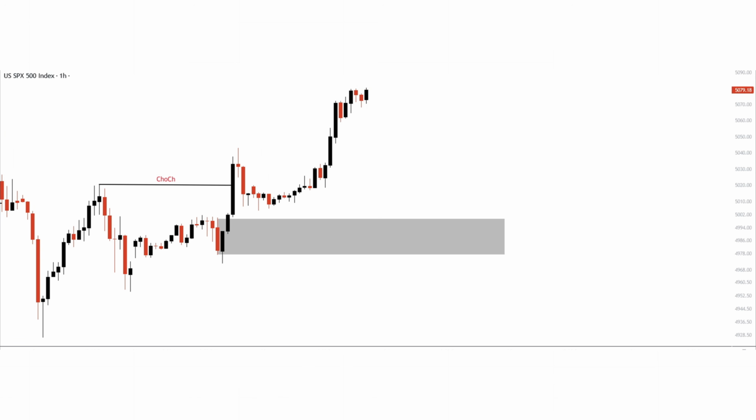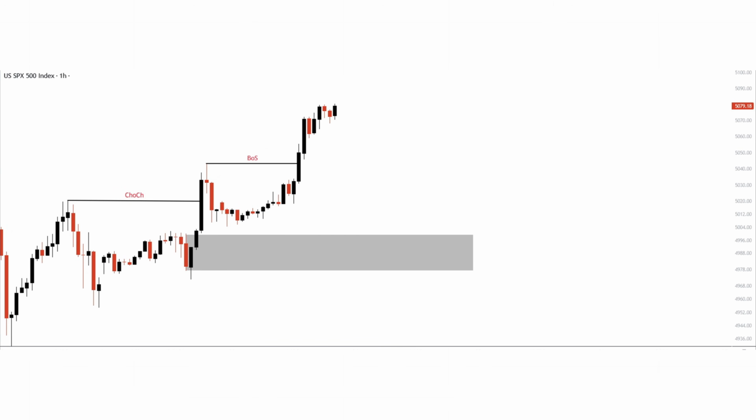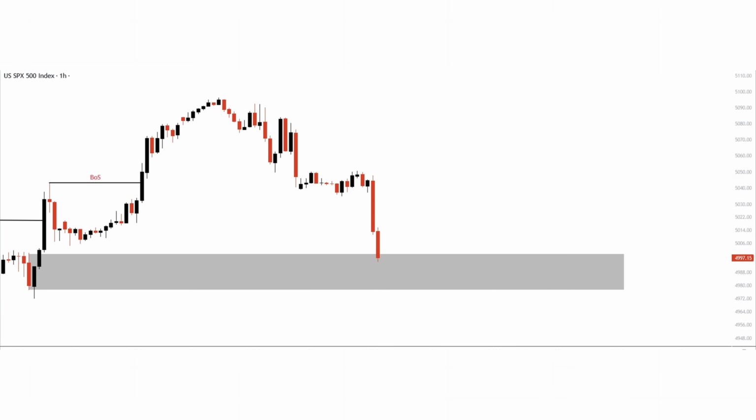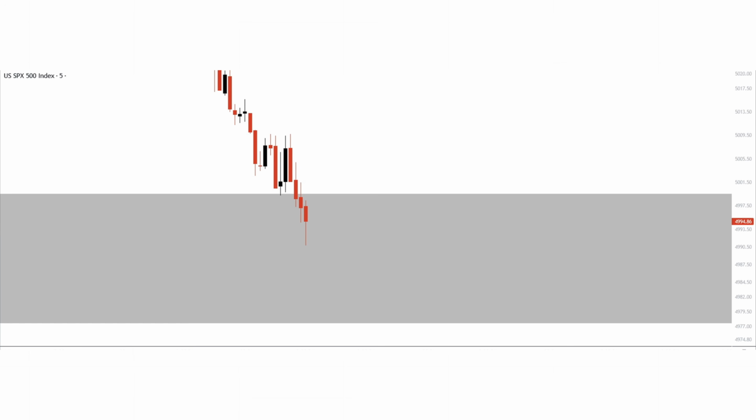Now we also know the uptrend is confirmed with the bullish break of structure that broke the high. And the zone has finally filled. For more advanced traders, we can switch to a lower time frame, so into the 5-minute time frame, and look there for another order block to enter a trade.